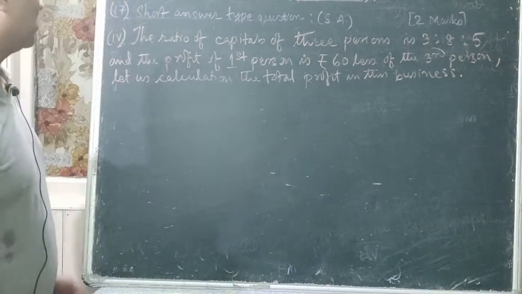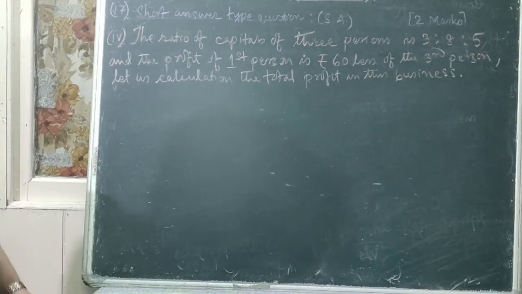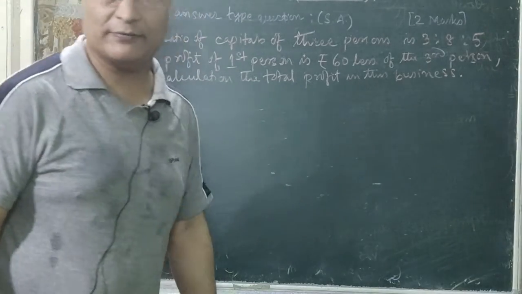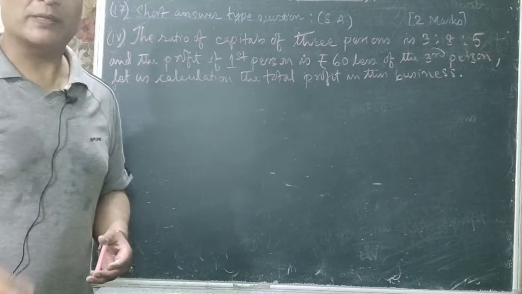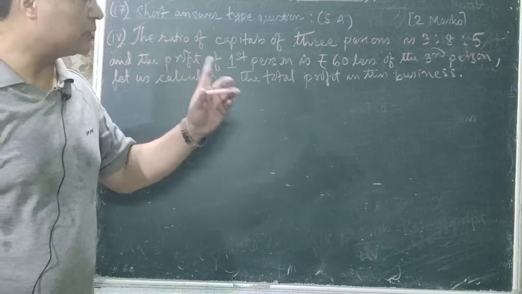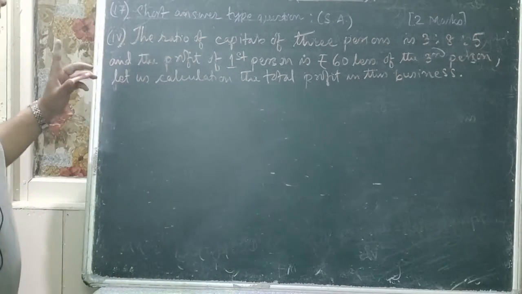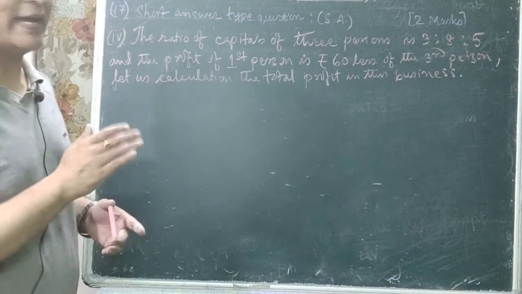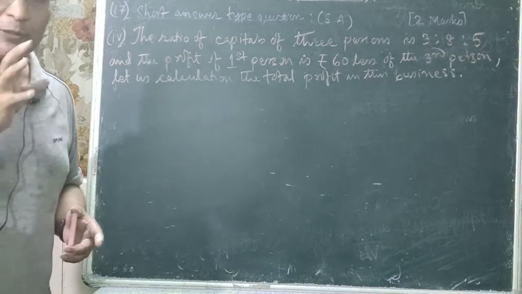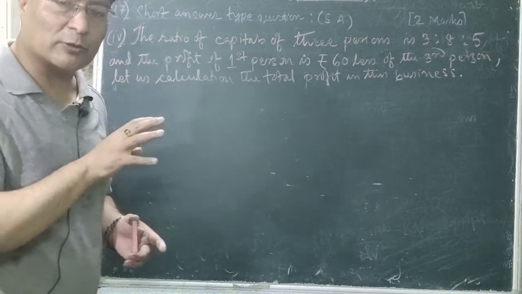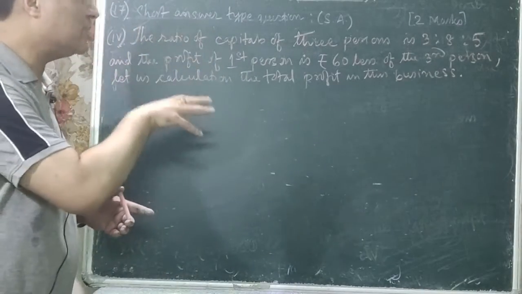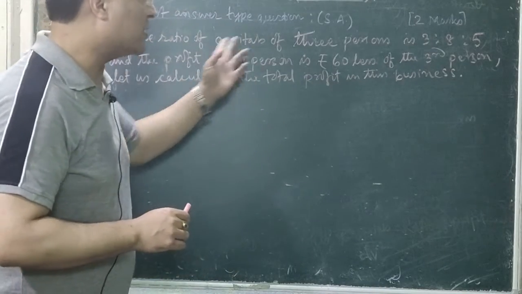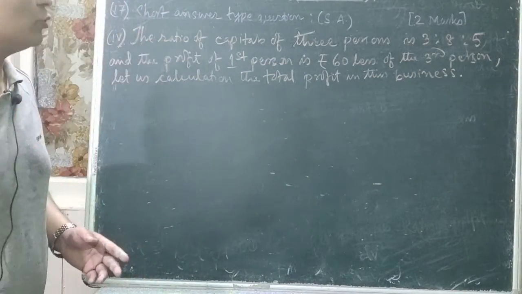So now we'll do the next question, that is 17 number 4. The ratio of capitals of 3 persons is 3:8:5. 3 जना मानिसहरुको क्यापिटलको रेशियो दिएको छ, that is 3:8:5. Okay, and the profit of the first person is rupees 60 less than that of the third person. Third person को प्रॉफिट जति हुन्छ, फर्स्ट पर्सन को चाहिँ थर्ड पर्सन को भन्दा रुपीस 60 चाहिँ कम्ती हुन्छ.